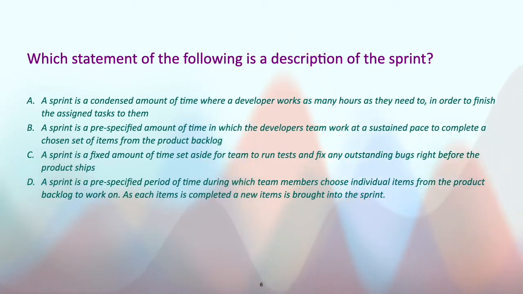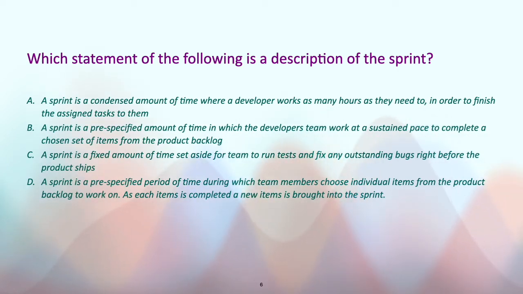First one, a sprint is a condensed amount of time where a developer works as many hours as they would need to. Okay, we'll come to that. The second option is a sprint is a pre-specified amount of time, like 2 weeks or 3 weeks maybe, in which the developers team work at a sustained pace to complete a chosen set of items from the product backlog.